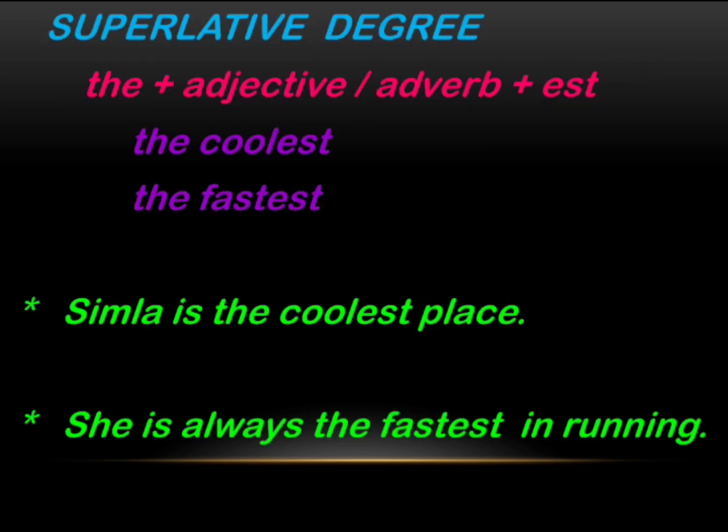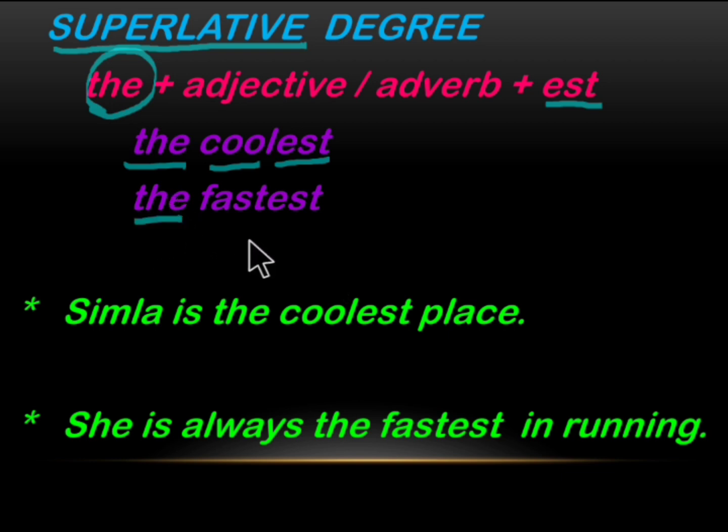Next, superlative degree. In the superlative degree, we are giving the highest level of the degree. So we use the. It mentions something particular. So we use the plus adjective or adverb plus we add est to the adjective or the adverb. So the coolest. Cool is the adjective and we have added est. Next, the fastest. Fast is the adverb and we have added this est.